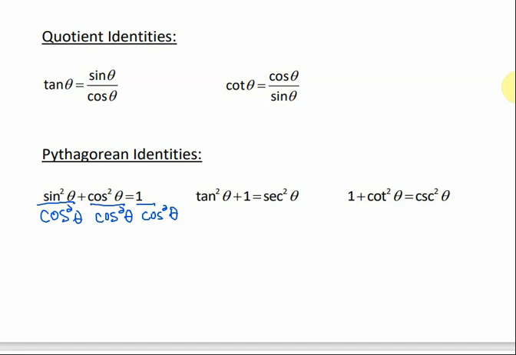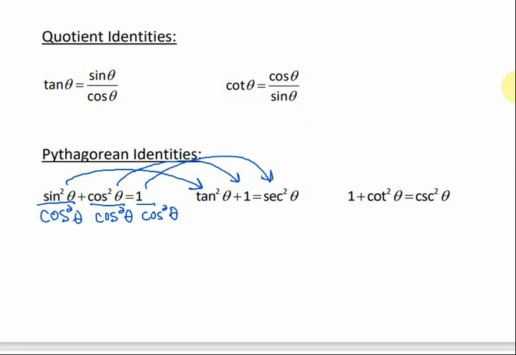well, sine squared theta over cosine squared theta is tangent. All right, so here's tangent. Cosine squared theta divided by cosine squared theta, that would be 1. All right, so sine squared theta over cosine squared theta is tangent squared theta. Cosine squared theta over cosine squared theta is 1. And then 1 over cosine squared theta is secant squared theta. So we just took the original Pythagorean identity, divided everything by cosine, and we get this second identity.